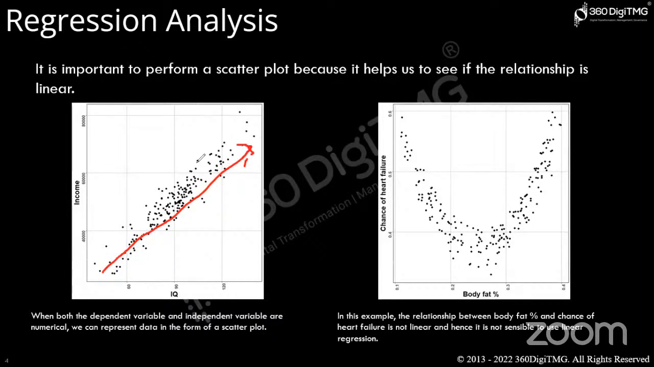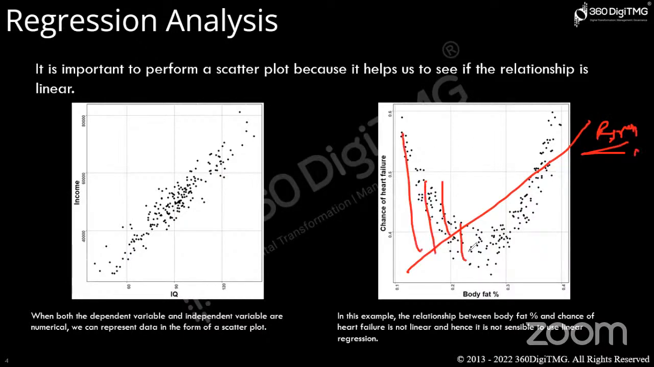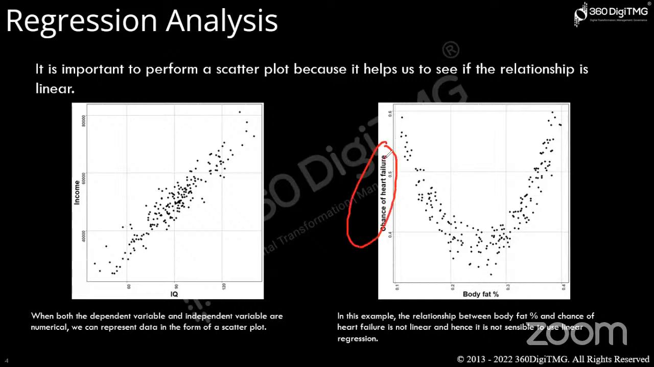Not just good, we'll be getting good accuracy since they are highly correlated. But without looking into the correlation, if you apply some random regression line, you will be getting so much error. Let's say you have applied the regression line, that is a prediction line, or we can say regression line. In that case, you will be getting so much error. So it is very important to know what kind of correlation you have among the variables. So here is an example: body fat and chance of heart failure.